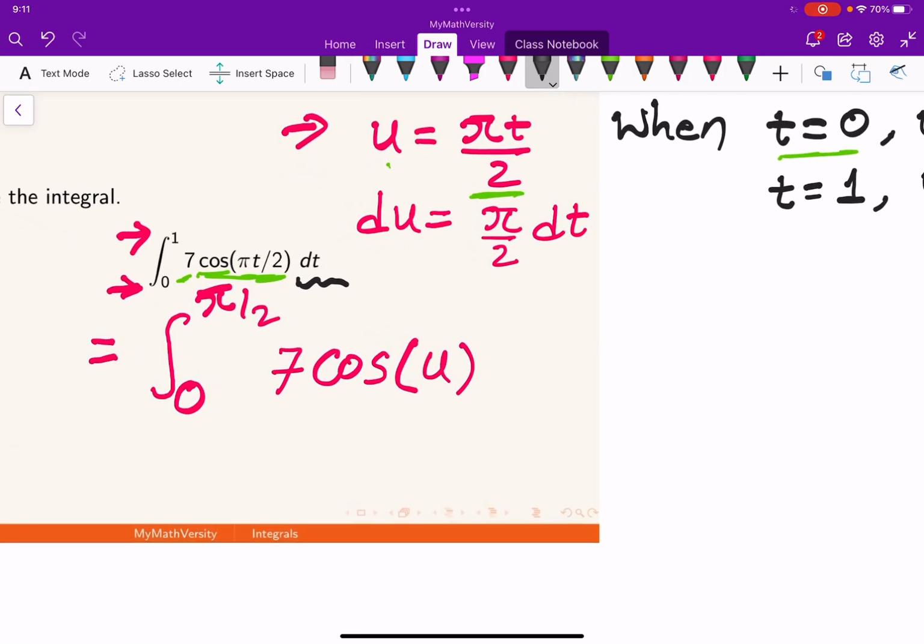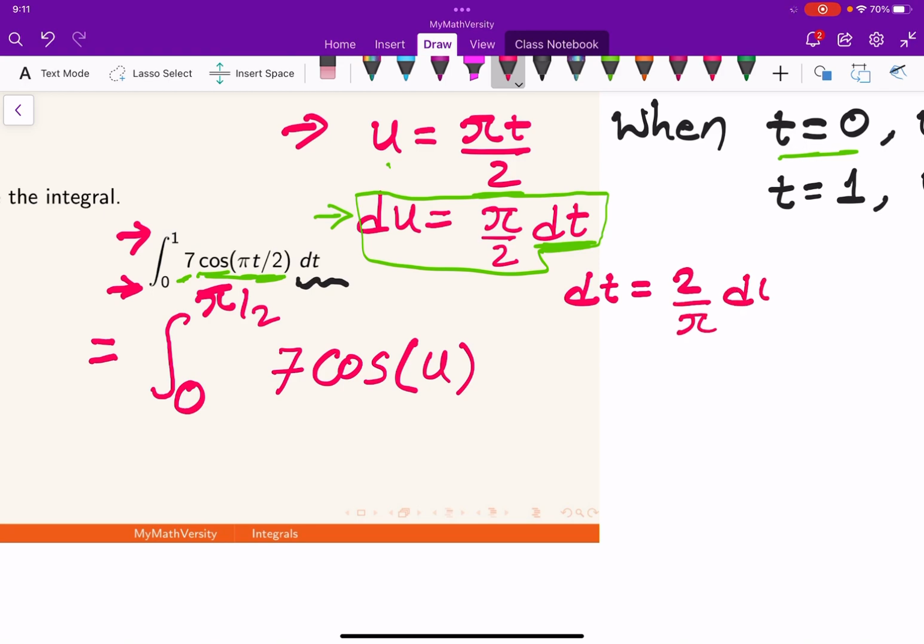So what can we do for that? Over here you can see we have recently computed the differential du. In this relationship we do see the differential dt, so why don't we solve for dt from this equation? How can we isolate dt? We need to multiply both sides by the reciprocal of pi over 2, which is 2 over pi. When we do that, we have dt is 2 over pi times du, and that's exactly what we can replace back instead of dt.